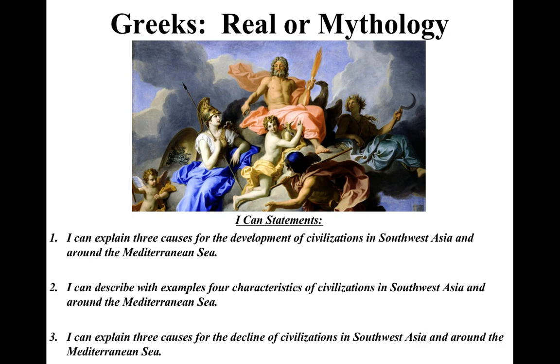today, looking at the causes for development in the Mediterranean area, looking for some of the characteristics of the civilizations that we find here, specifically the Greek civilizations, and then we'll be looking at some of the causes of their decline eventually as well. All right, so let's go ahead and get into it here, guys.